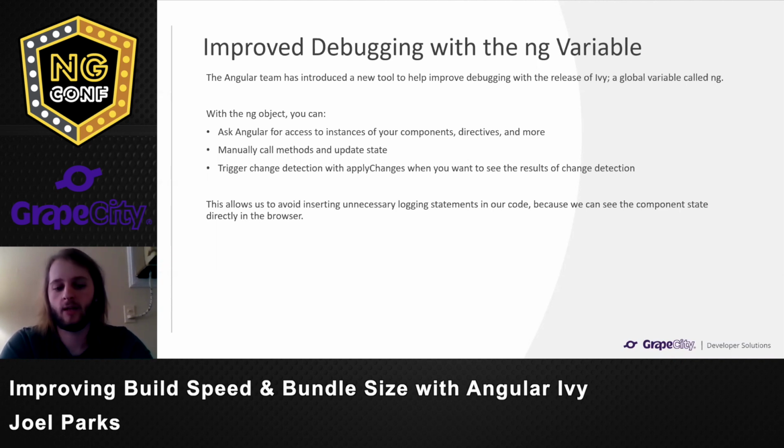With the ng object, you can ask Angular for instances of your components, directives, and more, manually call methods and update states, and trigger change detection with applyChanges when you want to see the results of your change detection. By doing this, you can avoid inserting unnecessary logging statements in your code because you can see the component state directly in your browser without any further tools.